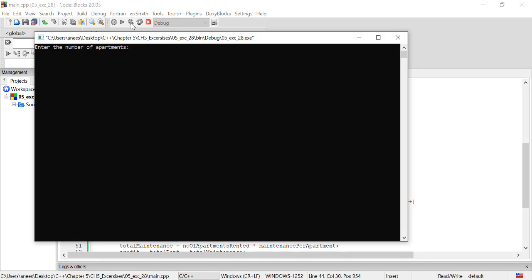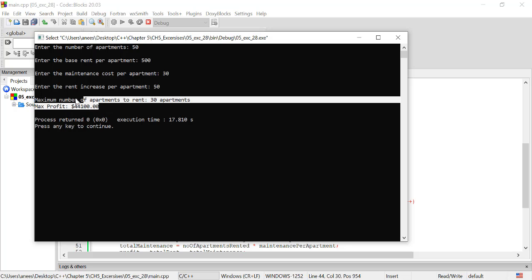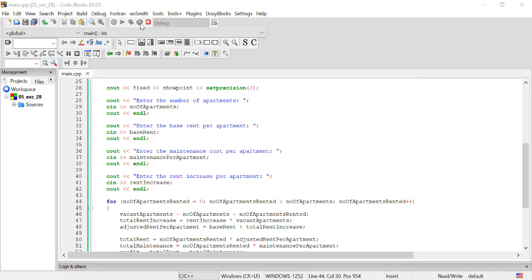So now if I run this once again, the number of apartments is 50, the base rent per apartment is 500, the maintenance cost per apartment is 30, the rent increase per apartment is actually 50. And now the maximum number of apartments you want to rent is 30, and the max profit is 44,100. You see?